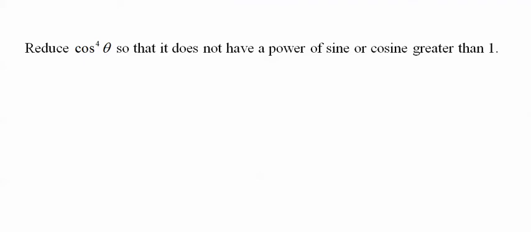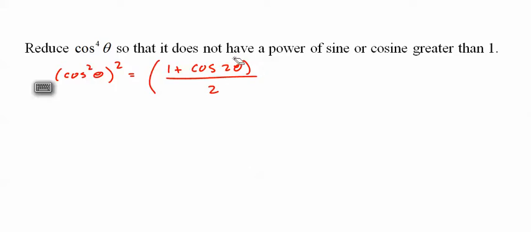Anyway, so here's a problem. Reduce cosine of theta to the fourth so that it does not have a power of sine or cosine greater than 1. So these are kind of a hassle. This is evil math teacher stuff. Let's screw with our students whenever possible. Make them thankful that they have real lives outside of the classroom. And we could do that. And then the one we just wrote, 1 plus cosine of 2 theta over 2 squared.